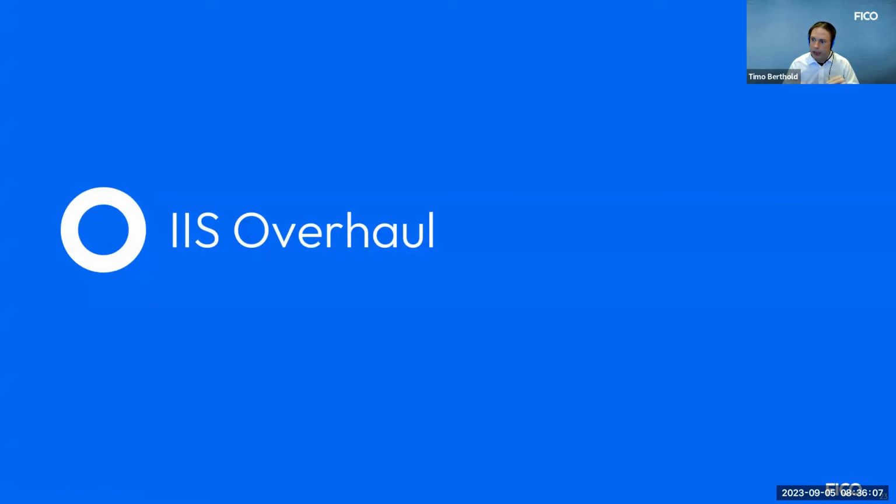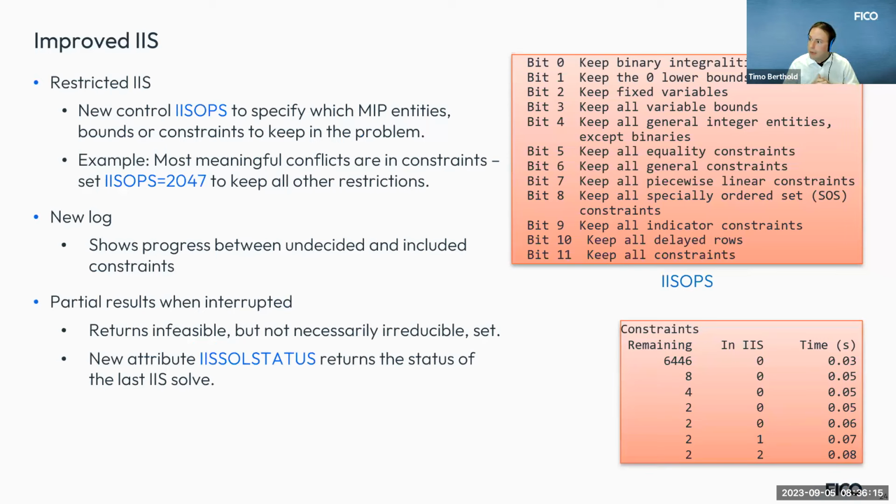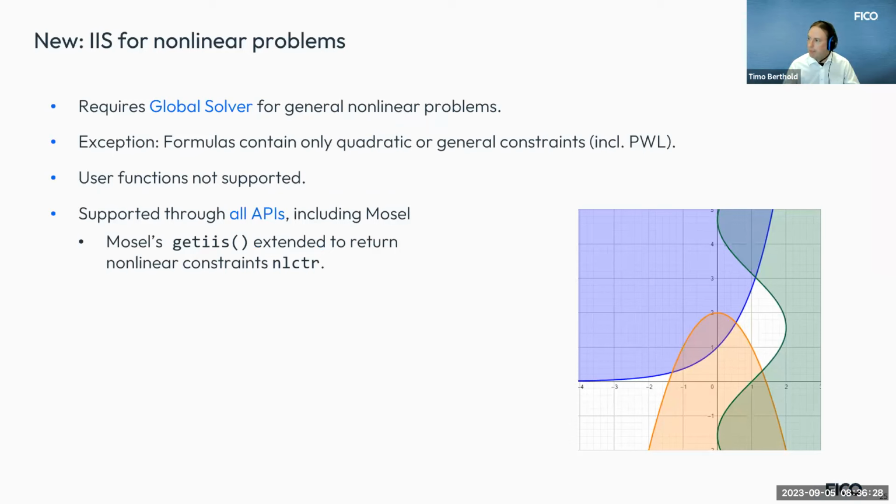Okay, let's switch gears and talk about IISs, irreducible infeasible subsets, which got some improvements. Before I talk about these improvements in detail, I should probably say what an IIS is exactly, and I'm bold enough to do this with a nonlinear example. Take this set of 3 nonlinear inequality constraints. The shaded area in each color indicates the feasible region of an individual constraint, like an exponential function here, some quadratic function here, and a trigonometric function over here. You see that this set of 3 inequalities, all 3 together, is infeasible because there's no point that lies inside all 3 of the shaded areas.